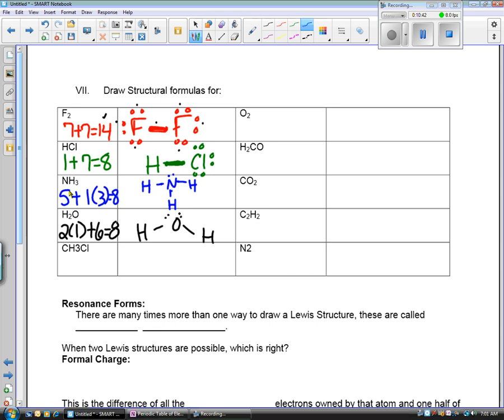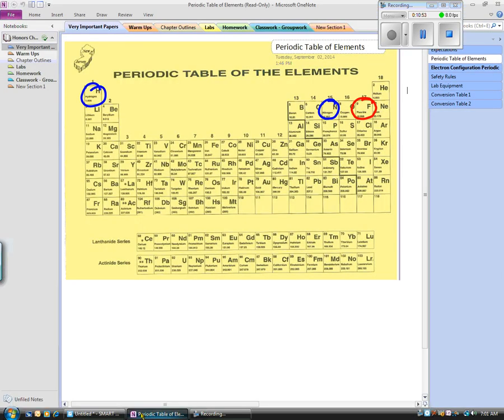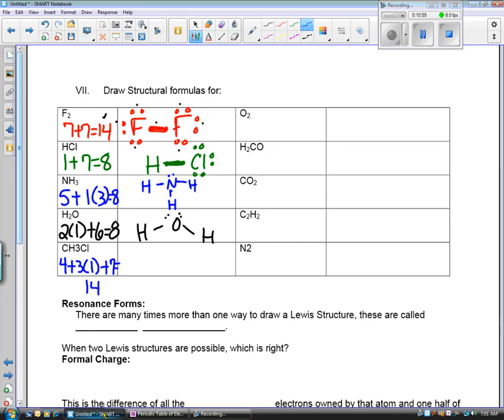CH3Cl. All right, so carbon gets 4. 3 times your hydrogen plus 7 for your chlorine gives me 14. Now, if you ever have a carbon or anything in the carbon family, you want to put them in the middle because they have four opportunities to bond, right? They have four dots. 1, 2, 3, 4. All around them, they can get bonds. Three of them have to be hydrogen, which makes sense. Hydrogen has to be on the outside.